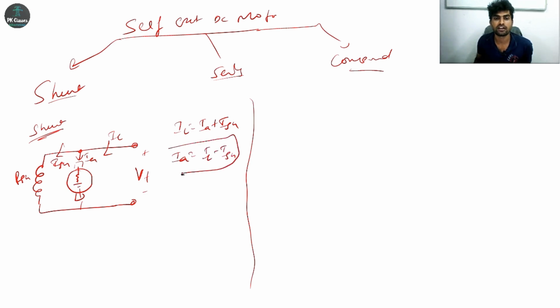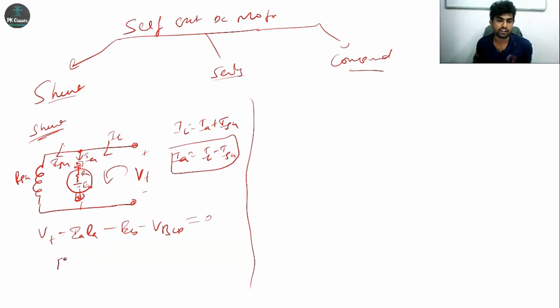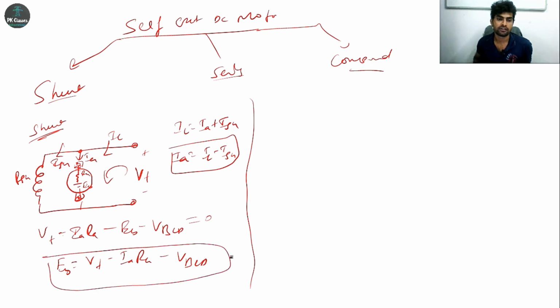For generator, IA is equal to IL plus ISH. If you want to calculate EB, this is EB, this is RA. Apply KVL for this loop: VT minus IARA minus EB minus V brush contact drop will be there. This contact drop while rotating motor will give spark. So it is equal to 0. If you want to calculate EB, EB is equal to VT minus IARA minus VBCD. Right? This is the equation of EB.